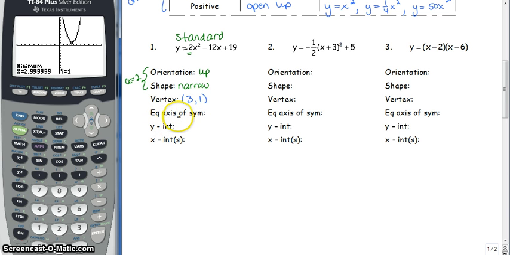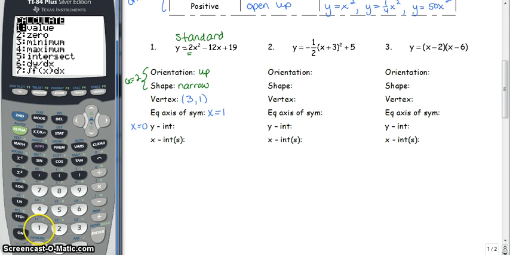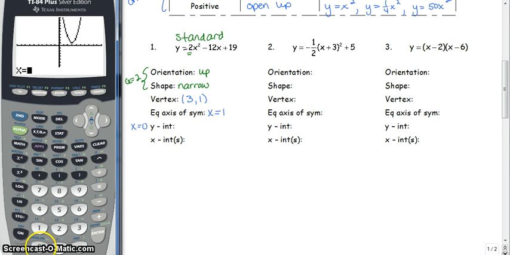The equation of our axis of symmetry, remember, is that vertical line that's going to cut that parabola in half. So we've got x equals 1. Our y-intercepts, if we want our y-intercepts, that's when x is equal to 0. So to find that, we go to second trace. We want to find our value when x is 0. Hit enter, and we find that our y-intercept is at 0, 19.